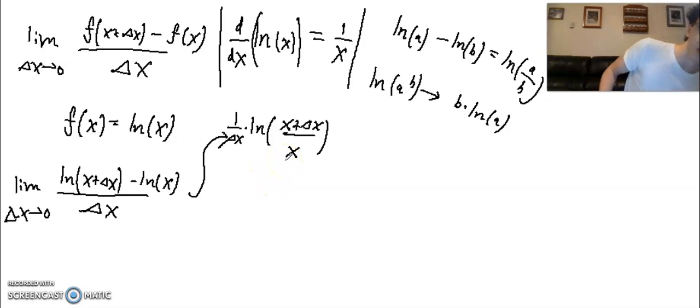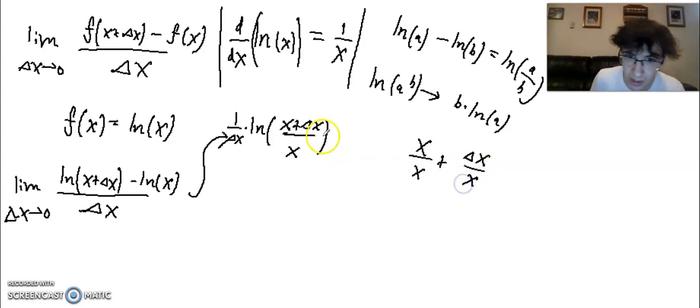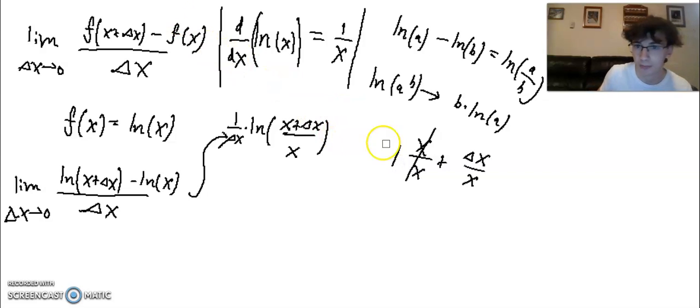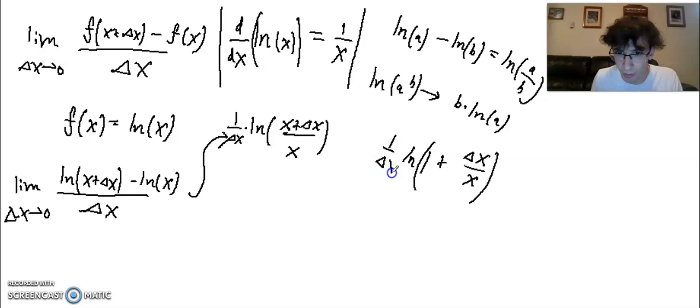So, real quick, let's simplify the inside right here. We have x plus delta x over x. This can be rewritten as two fractions, and these cancel, and you're just left with 1. So let's rewrite that: 1 plus delta x over x, and we have the natural log of that, all times 1 over delta x.